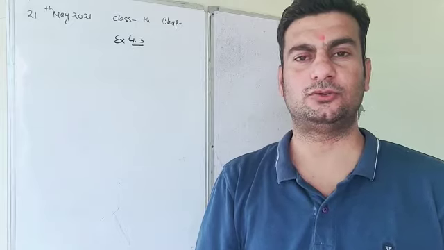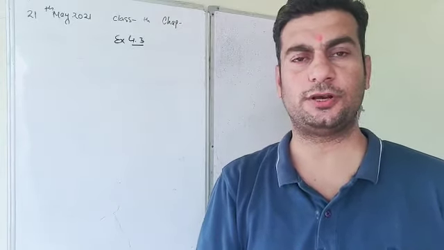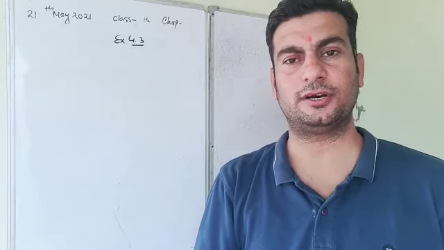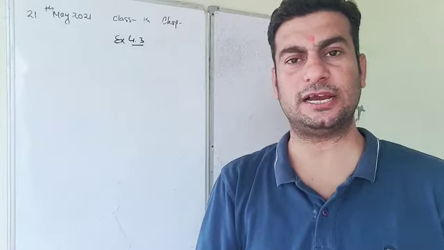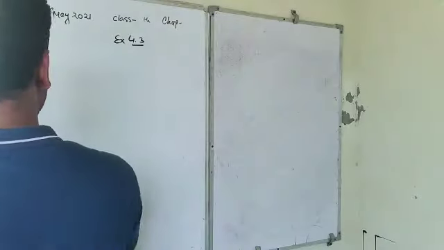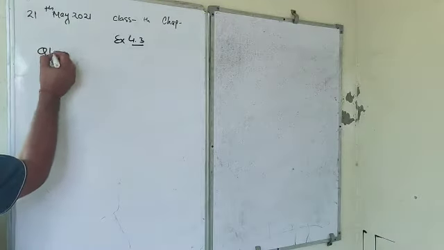Fine. Today we will discuss our exercise 4.3. In this exercise, we will construct a quadrilateral in which two adjacent sides and three angles are given. Our first question of this exercise is question number 1, part 1.